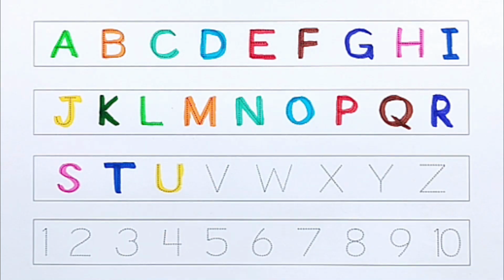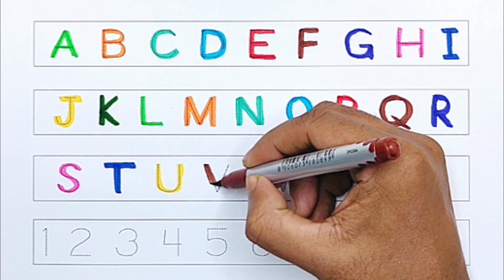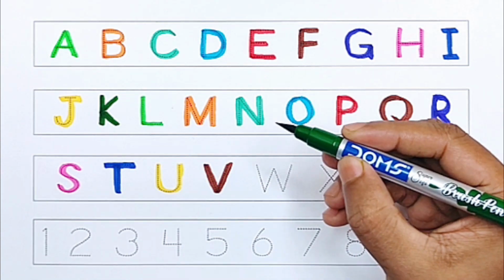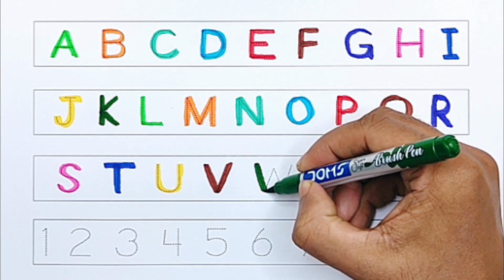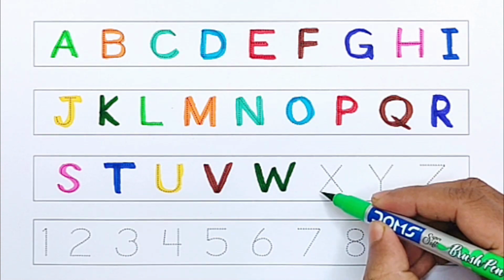U for umbrella, brown color. V for vest, green color. W for watermelon, light green color.